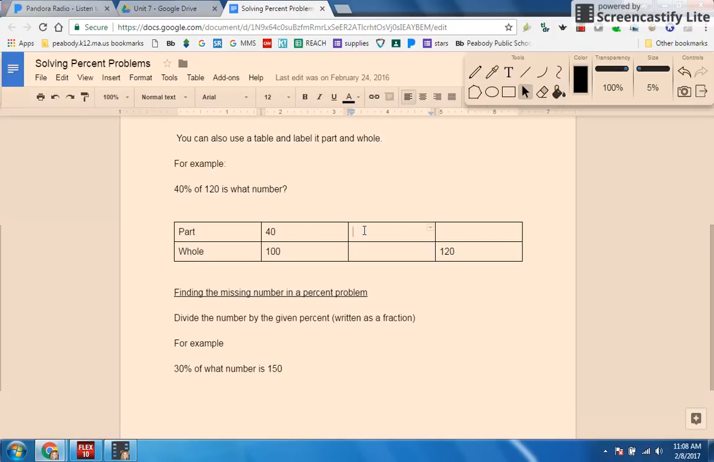So I'm going to simplify this just a tiny bit. I'm going to divide these both by 10. So 40 divided by 10 is 4, and 100 divided by 10 is 10. Now I can use this kind of like a middleman to solve for what I want. My goal was to get to 120. So 10 times 12 is 120. So I'm going to do 4 times 12, which is 48. So my answer would be 48. So 40% of 120 is 48. That's how you could do it with a chart. I personally like multiplying the percent as a fraction way better, but we'll do some of those in a little bit.